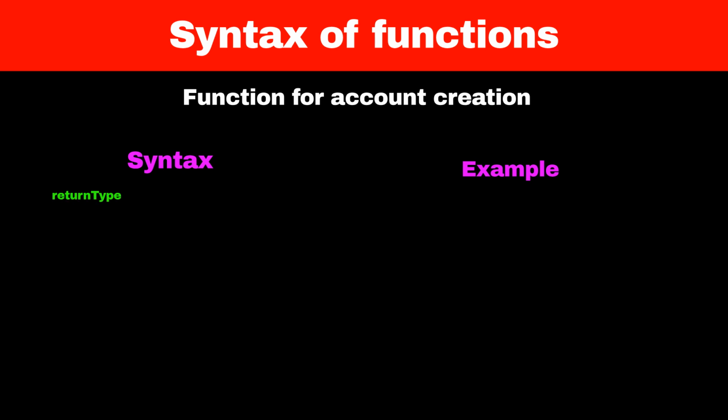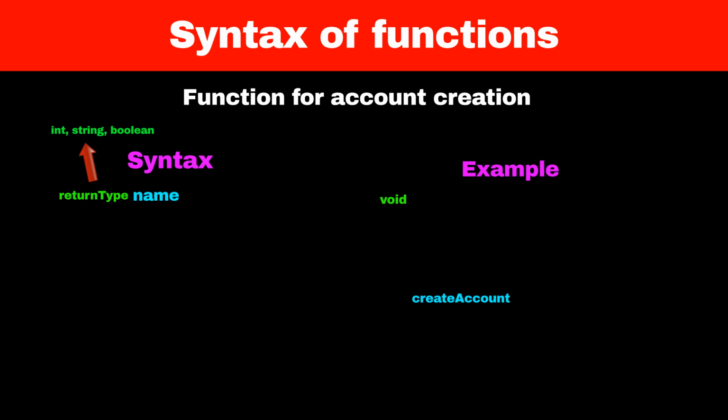First comes the return type of the function. It specifies the type of data returned by the function, such as integer, string, void, boolean, or any other data type. In our example, since we are only creating an account without returning anything, we will use void as our return type. Void is used when no data is returned from the function. Next is the function name.